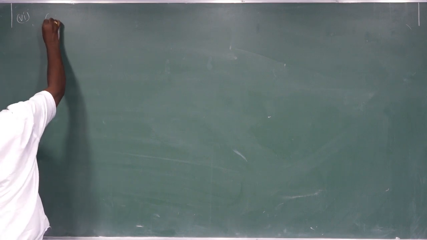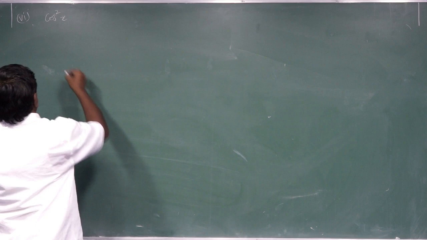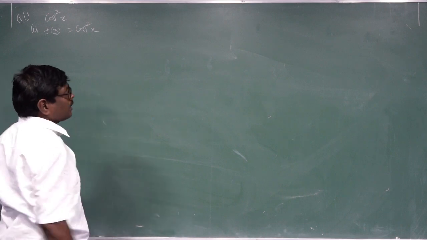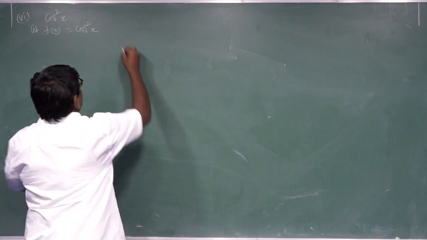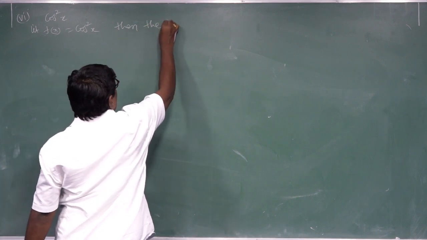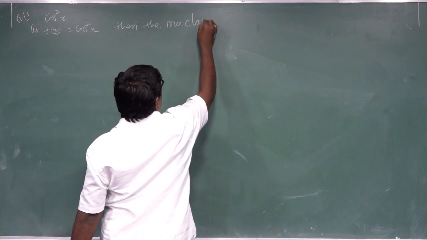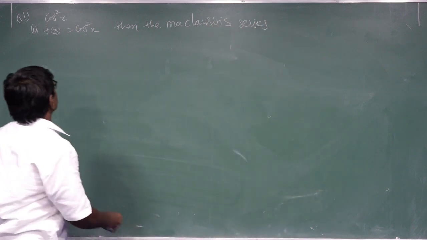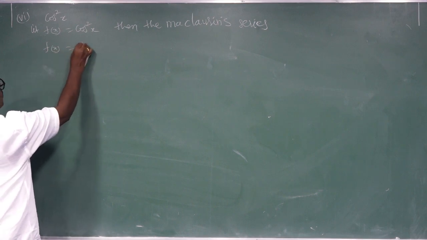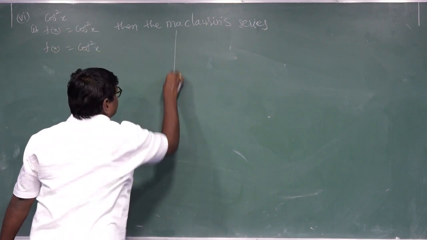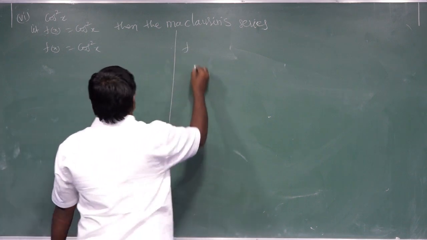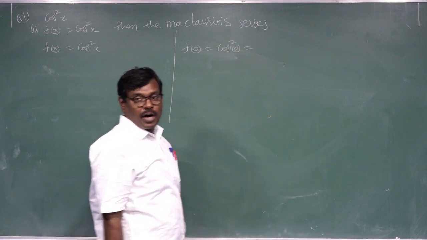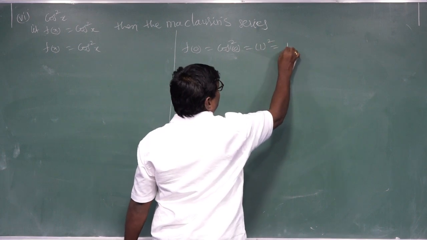Next, cos square x. Let f of x equal cos square x. Then the Maclaurin series expansion is for f of x equals cos square x. At x equal to 0, f of 0 equals cos square 0, because the value of cos 0 is 1, 1 whole square equals 1.